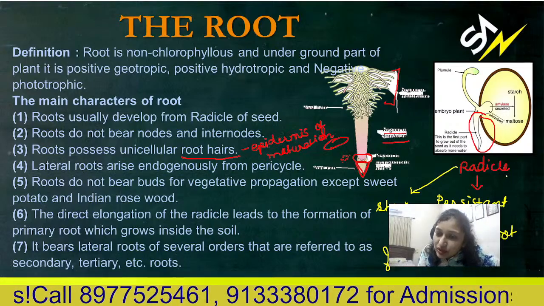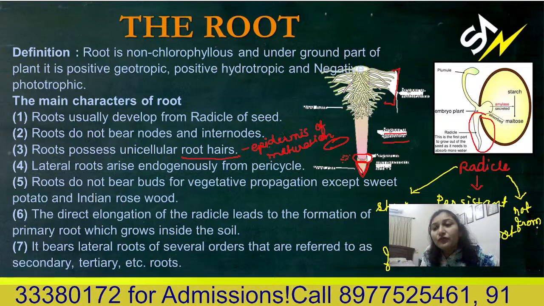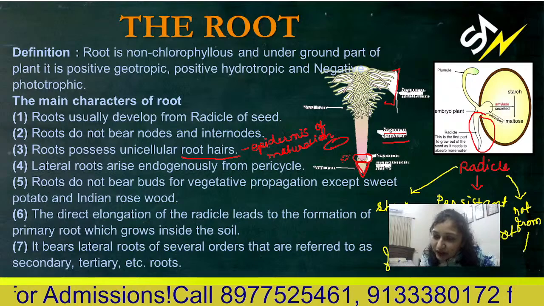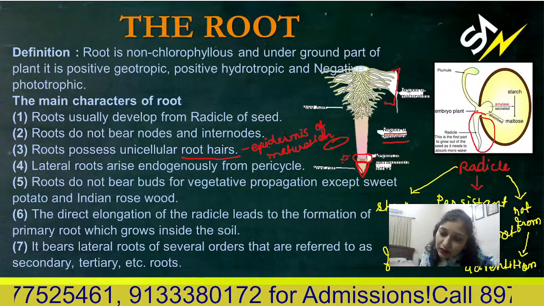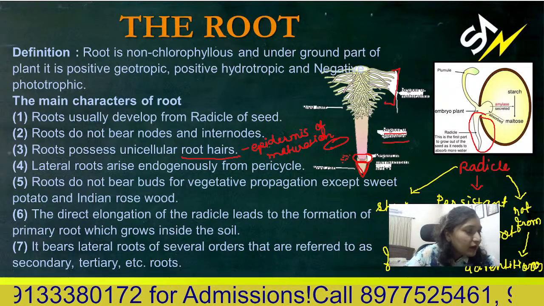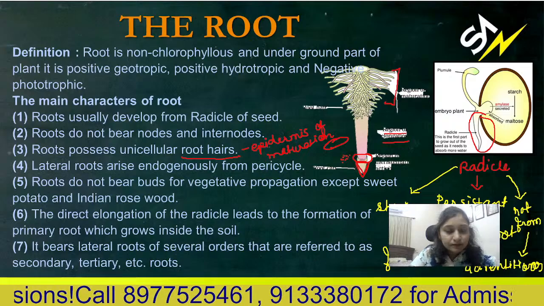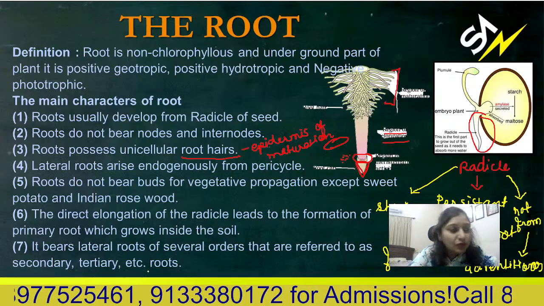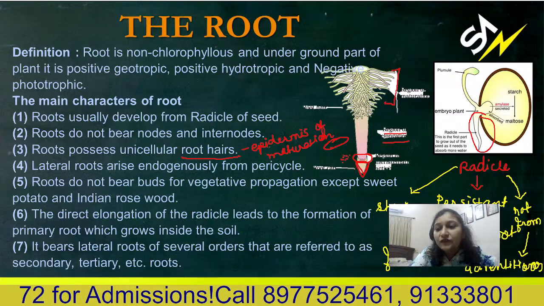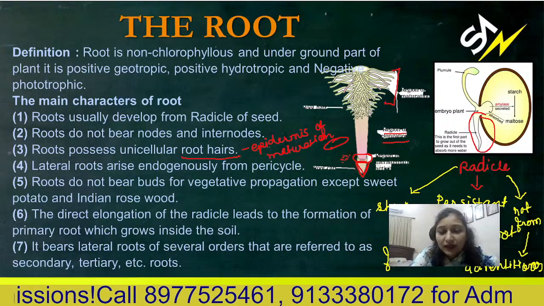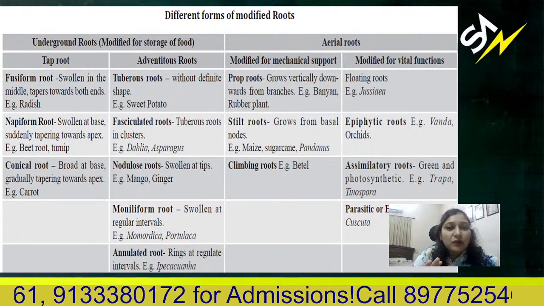Okay, and any roots which are not growing from the radicle, but grow from the other parts, are known as adventitious roots. Clear, guys? If the radicle is persistent, it will give you taproot. If it is not persistent, short-lived, it will give you the fibrous root system. And if it is not formed from the radicle, it will give you the adventitious root system. Now we are here to discuss underground roots, a different form of modification of root.